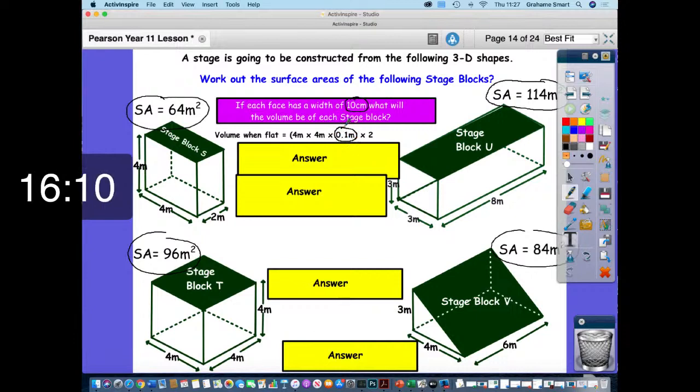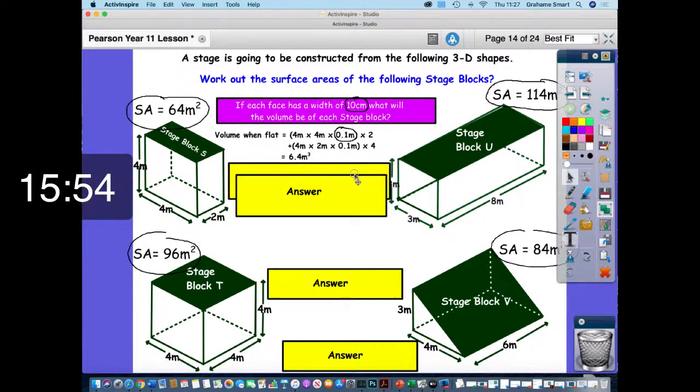Remember, this task is in purple, so it is meant to be trickier. Okay, and then I've times that by 2 because there's 2 faces that had that area. Then I've done the same thing for the other faces, and there's 4 of those, and I've times that by 0.1 as well. And that's given me a volume then of 6.4 metres cubed.